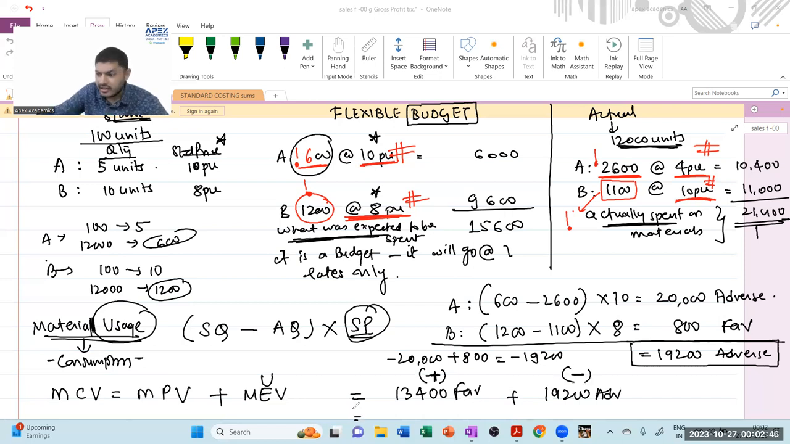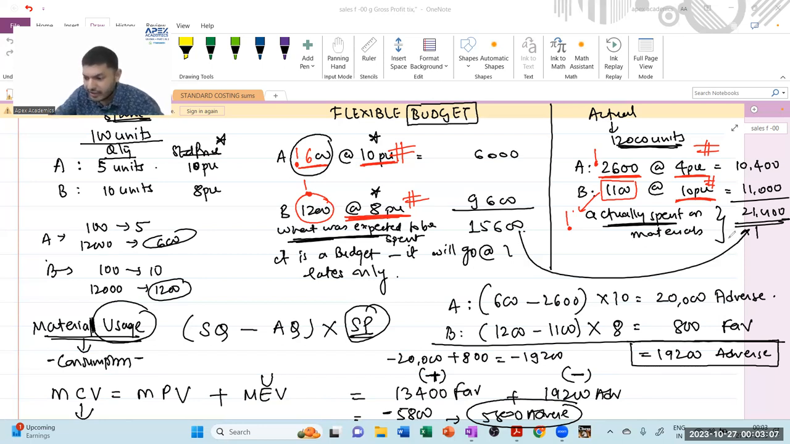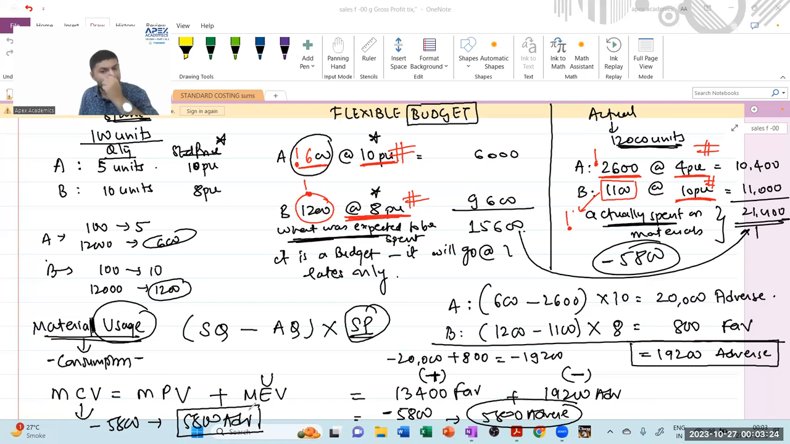So it is as good as saying 13,400 minus 19,200. It will give me the answer minus 5,800. That is nothing but 5,800 adverse. And please, my dear students, check: material cost variance was the difference between what I thought I should have spent and what I actually spent. It is a difference between 15,600 and 21,400, and your answer here too is minus 5,800, which is nothing but 5,800 adverse.